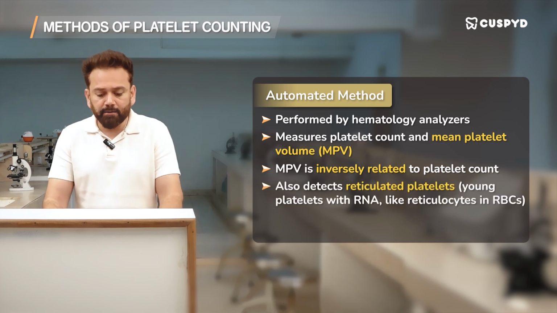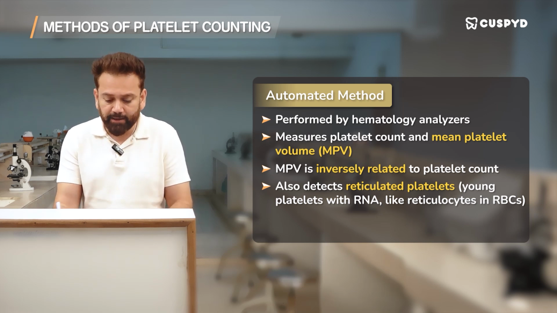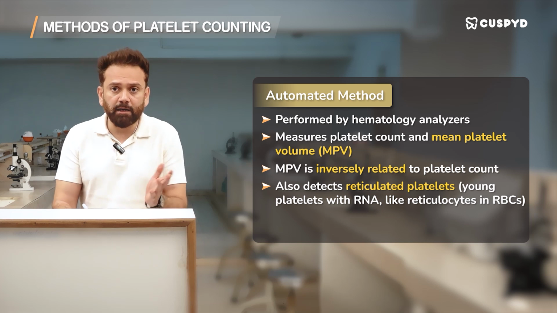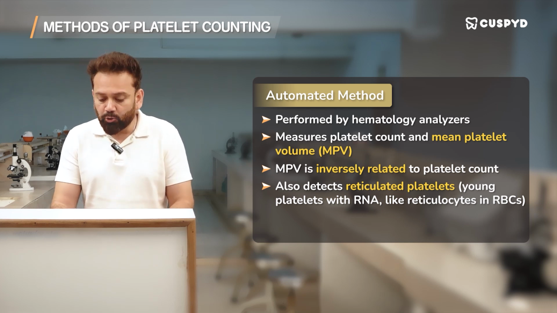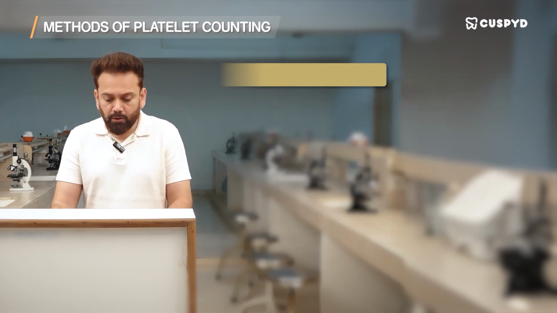Now, reticulated platelets are newly released platelets that retain what? Residual RNA, which is analogous to what? Red cell reticulocytes. Reticulated platelet count gives an estimate of thrombopoiesis and may be useful to distinguish platelet destruction syndromes from hypoplastic platelet production. Now, the indirect method.